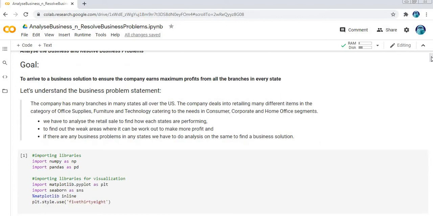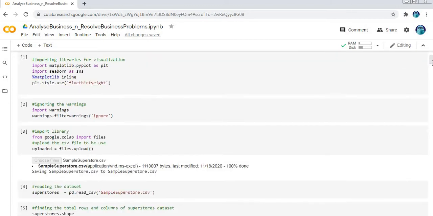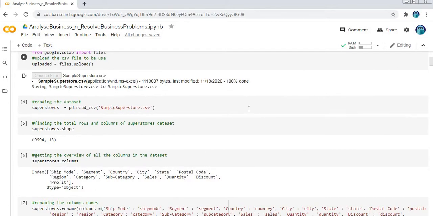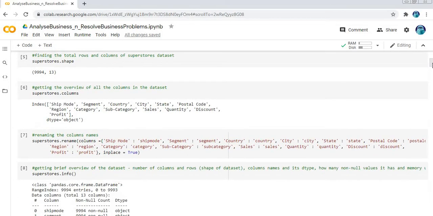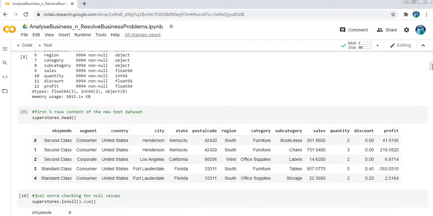Here we are importing the necessary libraries for the work. And here I am uploading my file. This is what we are trying to understand: what is the data set all about? How many rows and how many columns? What are the column names? And we are renaming the columns. This is just info about the entire data set that we have.